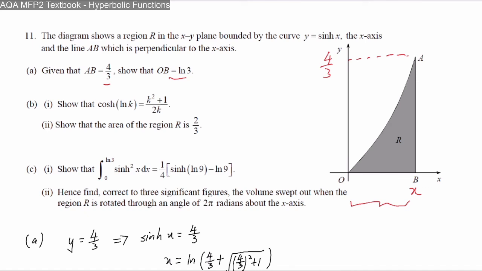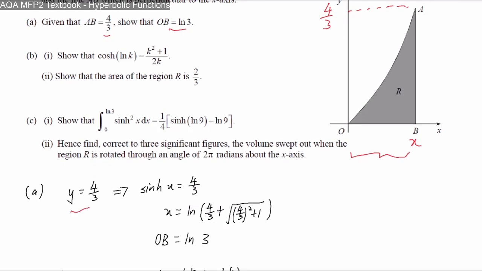Basically, when we have y equals 4 over 3, we know that sin x is 4 over 3. So x is just arcsine of 4 over 3. What we do is apply the long form again. It gives us the value for x, which is the same as OB. In fact, the aim is to show OB is equal to ln 3.